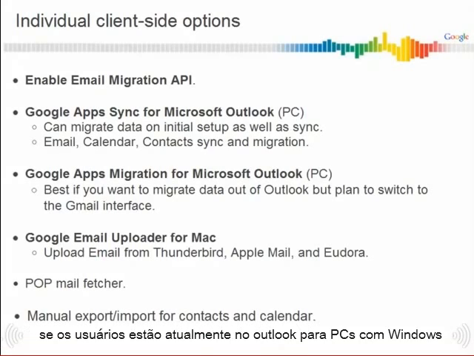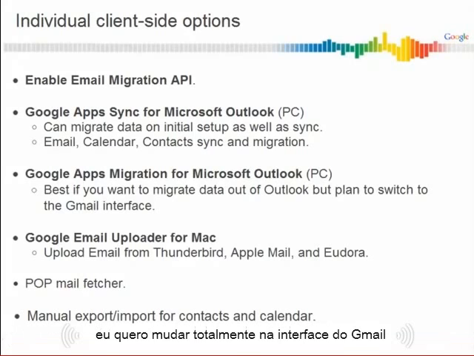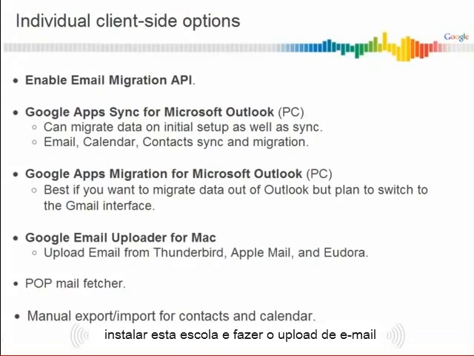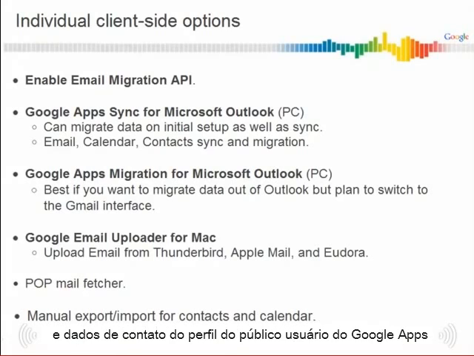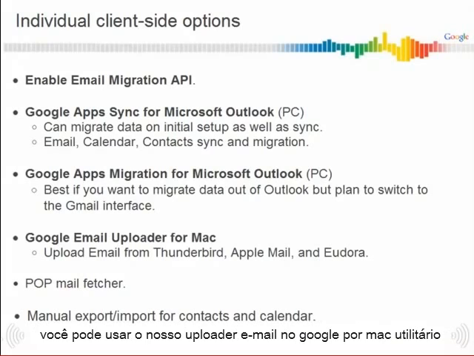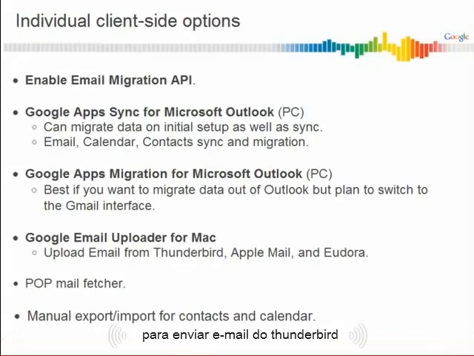If your users are currently on Outlook for Windows PCs but want to switch entirely into the Gmail interface, our Google Apps Migration for Microsoft Outlook tool is a better choice. Install this tool and upload email, calendar, and contact data from an Outlook profile to a Google Apps user. If you're using a Macintosh OS X machine, you can use our Google Email Uploader for Mac utility to upload email from Thunderbird, Apple Mail, or Eudora.